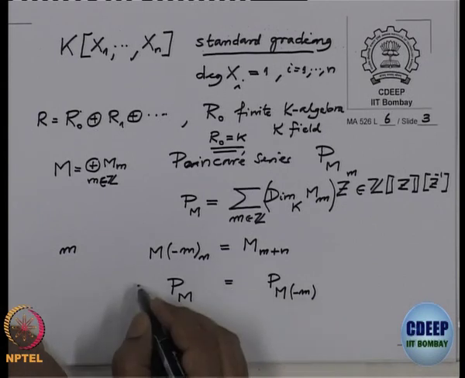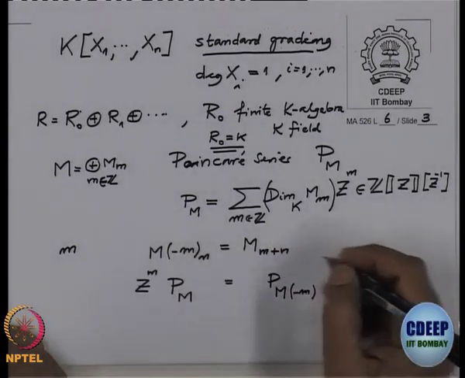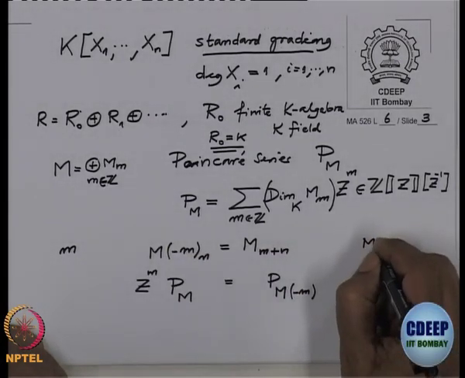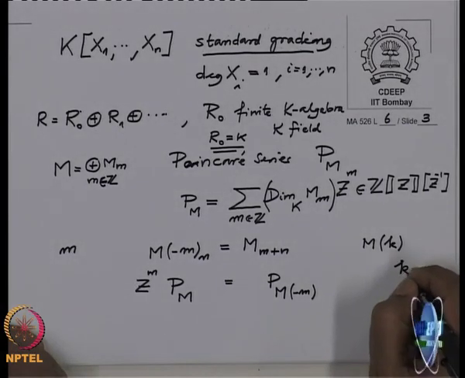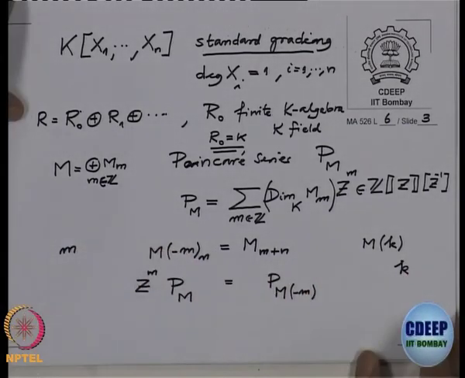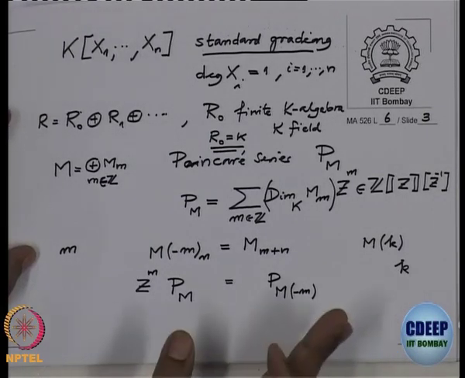This is equal to Z power m times PM. In general, we could write it for k, which is better: M(k), for any integer k, is just shifting by k. Also, we saw how to compute the Poincaré series when you go modulo a homogeneous element. With all these things, we have stated a theorem and we want to prove that theorem.